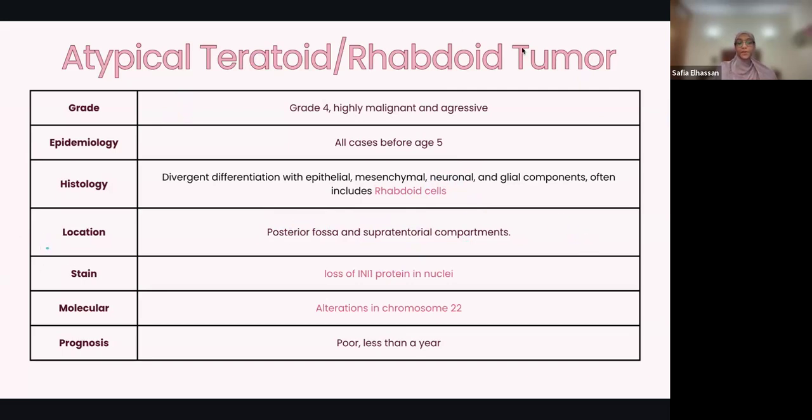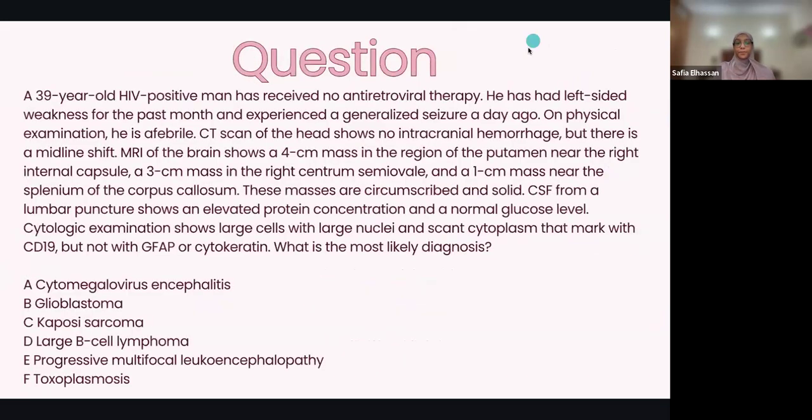As for the stain, normally all nuclei that are normal stain with something called INI1 protein. For this tumor, that's absent. They don't have that. And then for the underlying genetic mutation, there would be alterations in chromosome number 22. And unfortunately, it has a very poor prognosis.